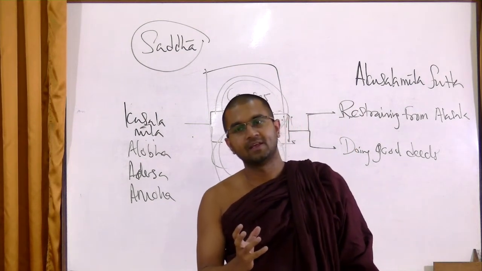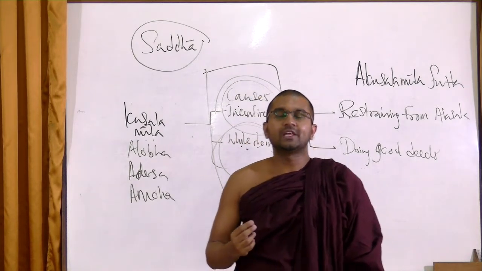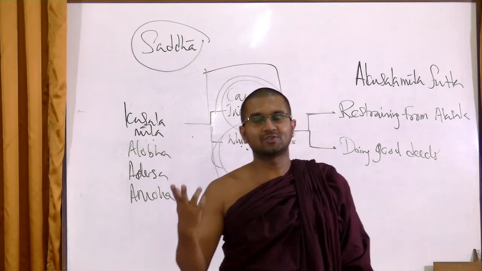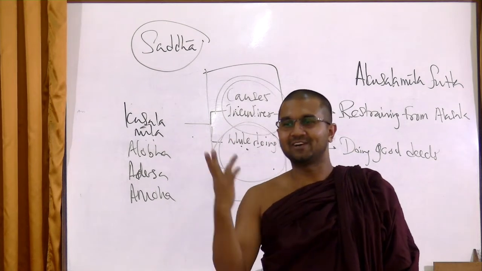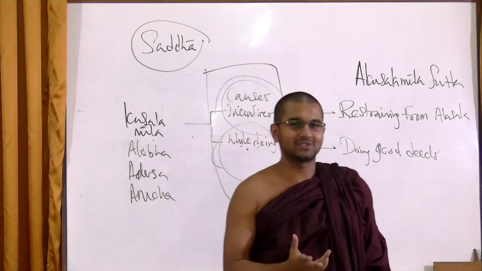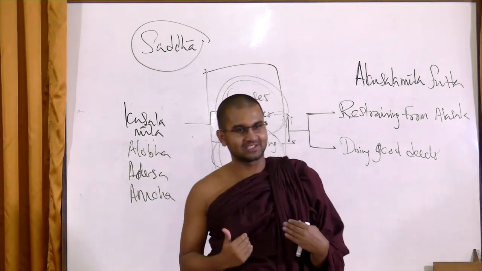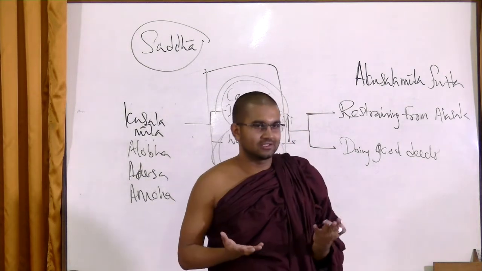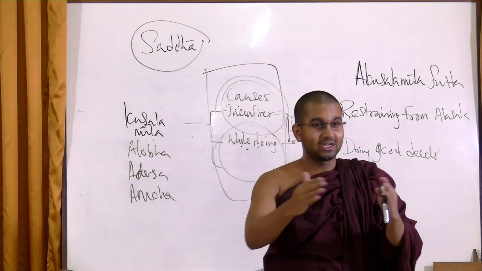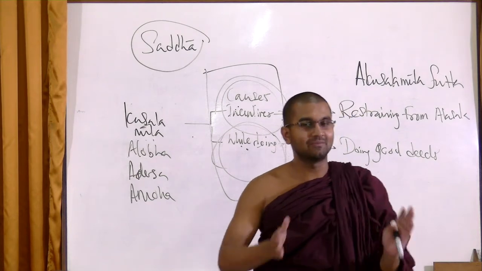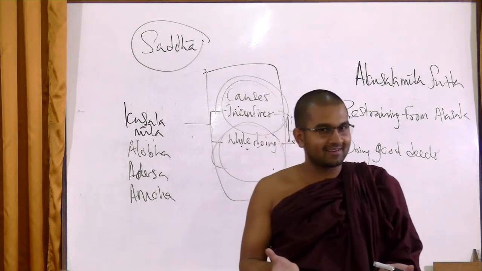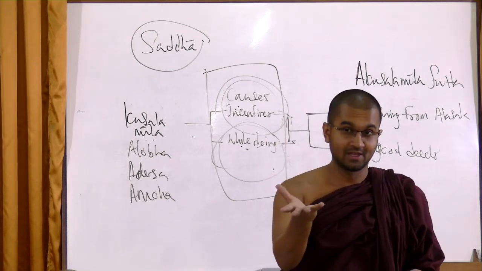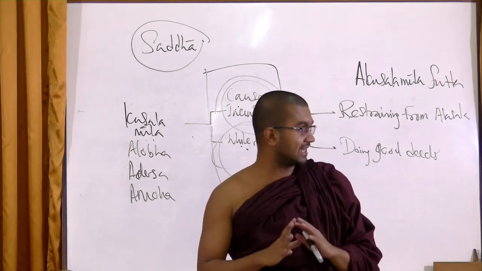For example, if you can give dana like 1,000 chats or 10,000 chats, someone can give up 1,000 chats, but he cannot give up 10,000 chats. His loba is stronger. Someone may be able to give up 10,000 chats. This also depends on how much of a portion you have. Think about that both people have similar wealth. Out of that, someone wants to give 1,000, someone can give 10,000. So the one who can give up 10,000, his aloba is stronger.